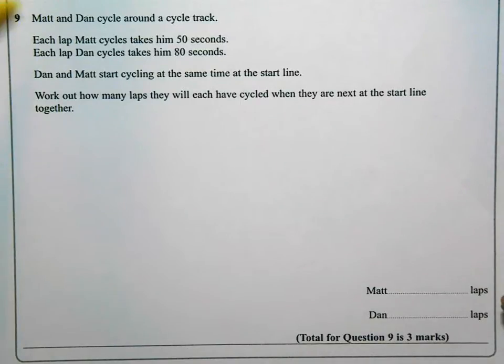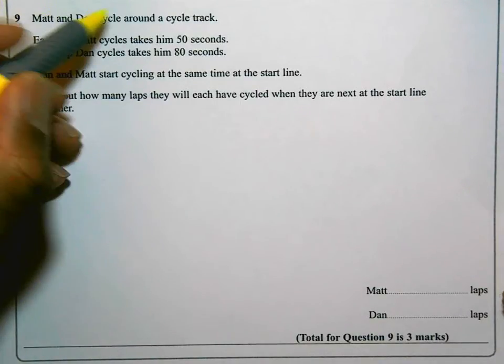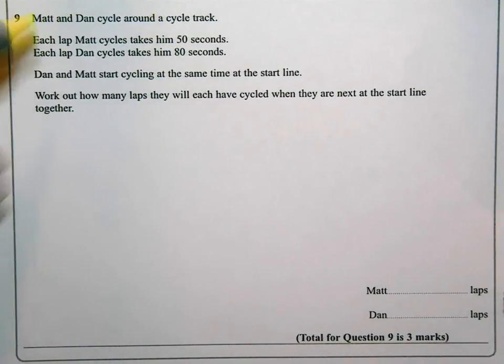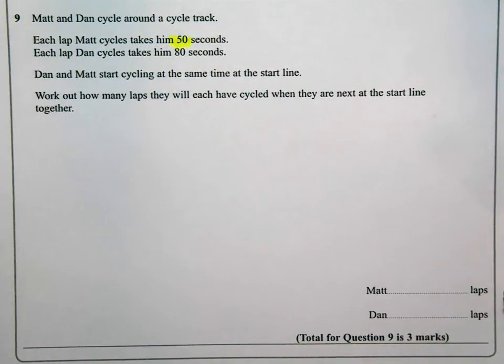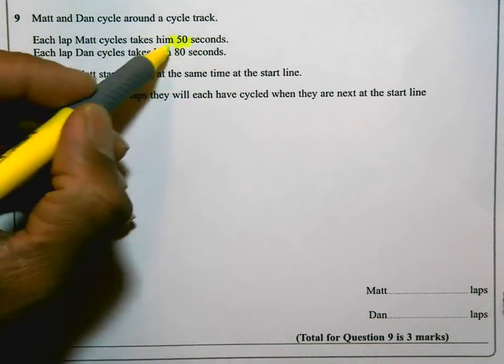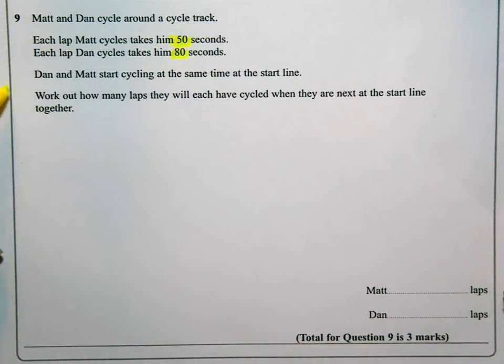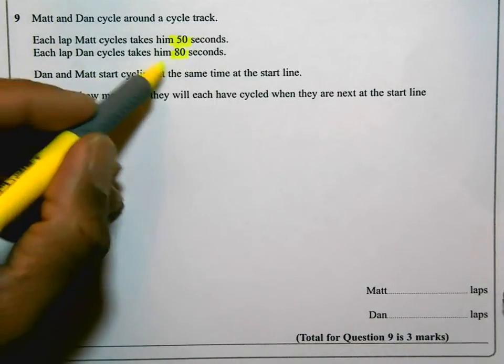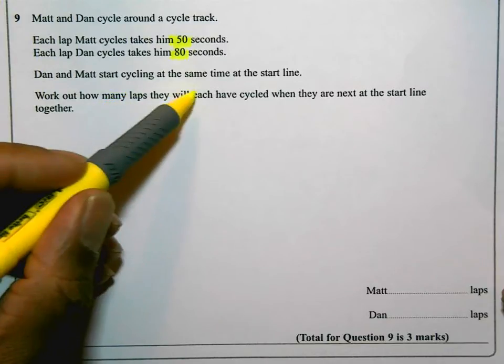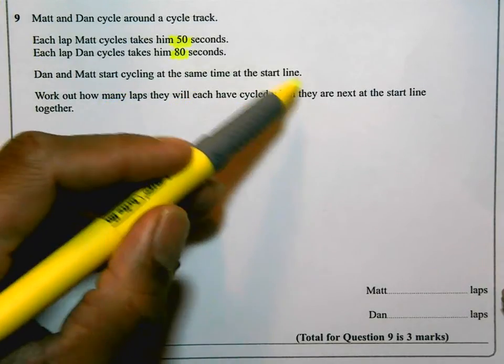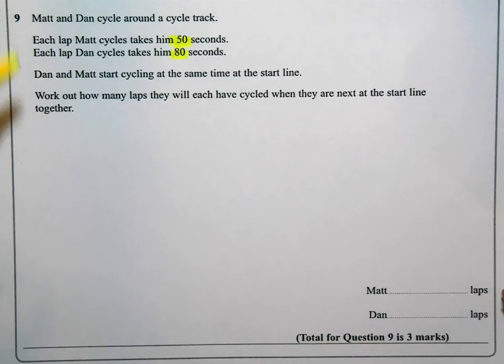Matt and Dan cycle around the cycle track. Each lap Matt cycles takes him 50 seconds. Each lap Dan cycles takes him 80 seconds. Dan and Matt start cycling at the same time. Work out how many laps they will each have to cycle when they are next at the start line together.